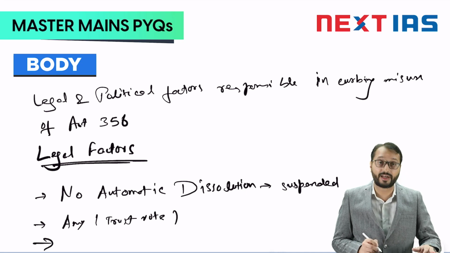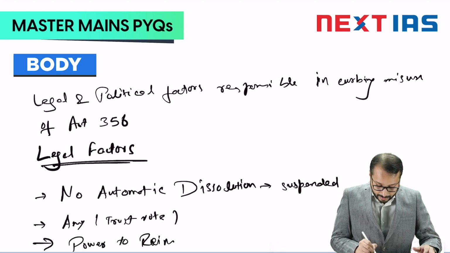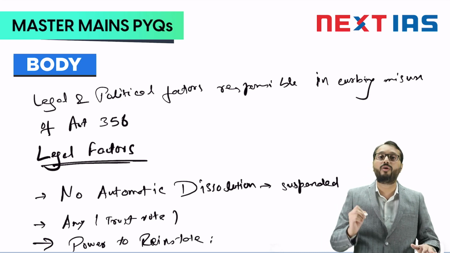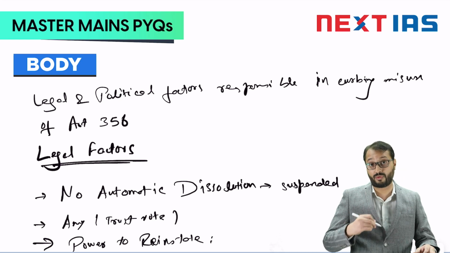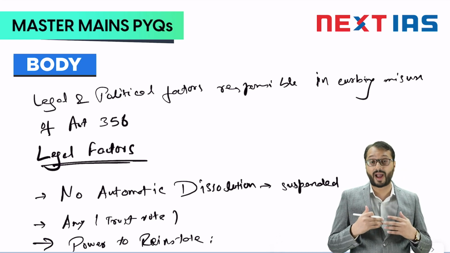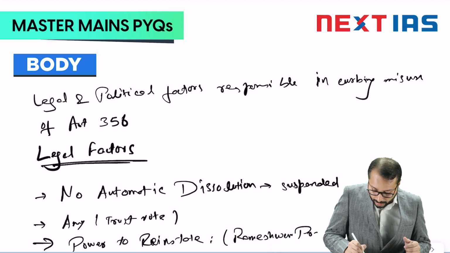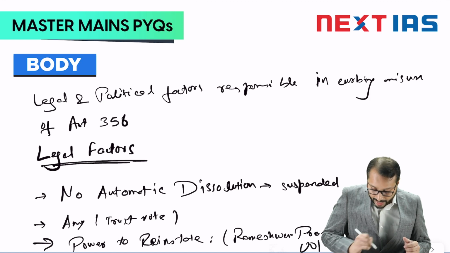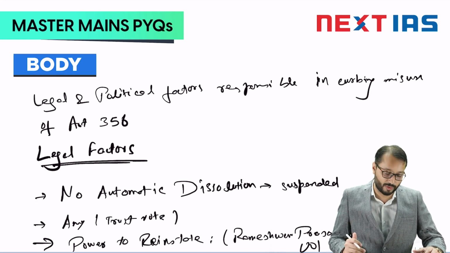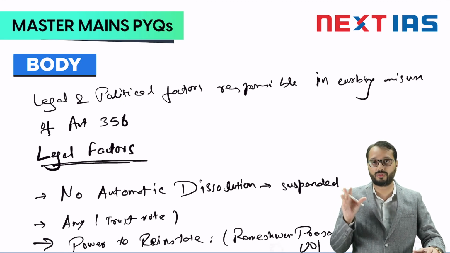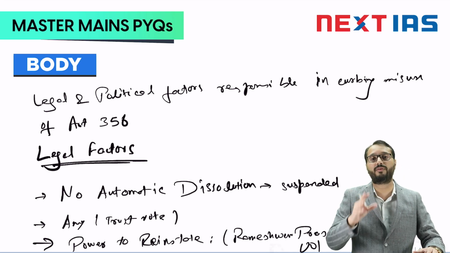The next important point highlighted in the SR Bommai judgment was the power to reinstate, right? The judgment also discussed the power to reinstate a dismissed state government where it is found that there were malafide or bad intentions involved. This was also highlighted in Rameshwar Prasad versus Union of India, a 2006 Supreme Court judgment, which extended the reasoning of SR Bommai and ruled that if the state assemblies are unconstitutionally dissolved, or the intention was found to be malafide, then the judiciary has the power to reinstate the government.